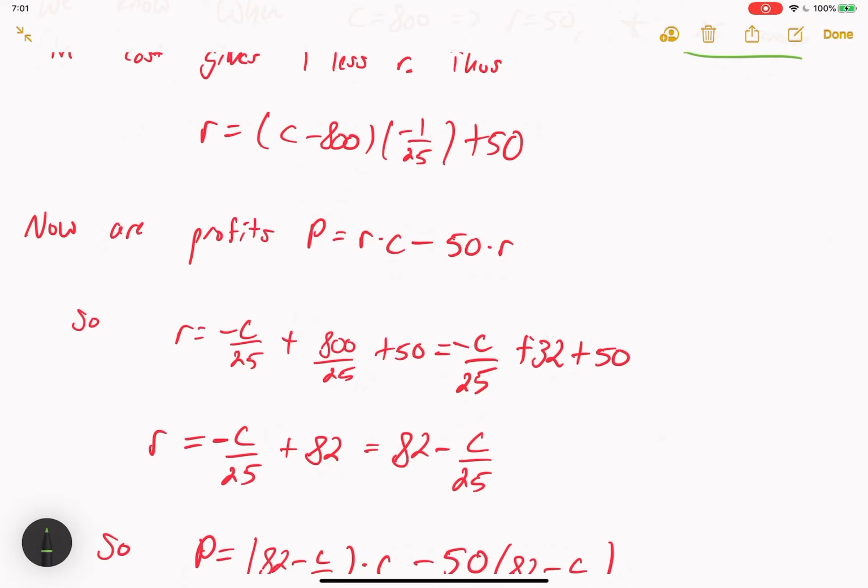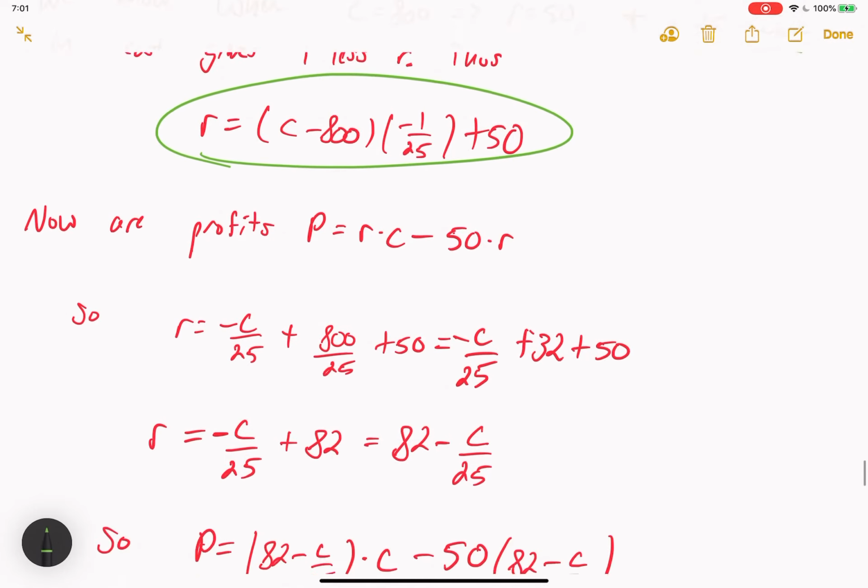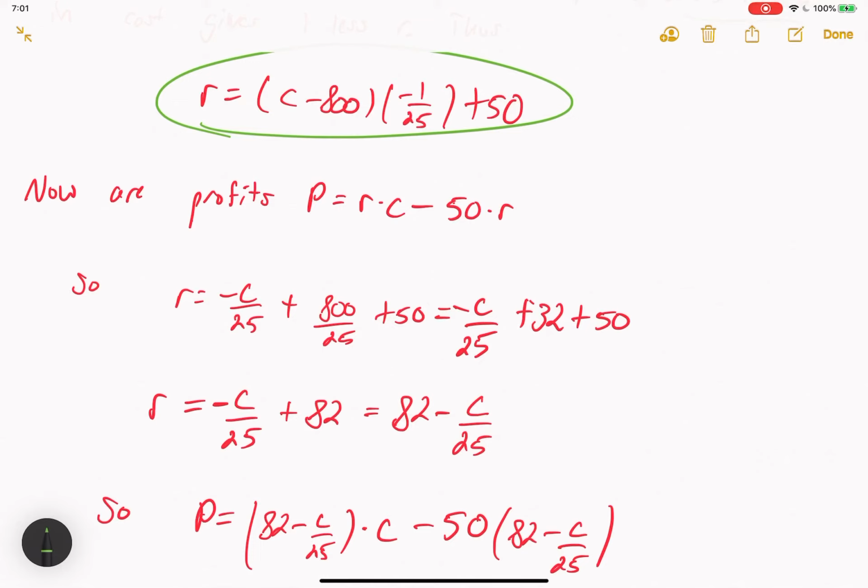So I simplified this equation right here, and I just distributed that -1 over 25 and simplified. I got negative C divided by 25 plus 800 divided by 25 plus 50. What eventually I got was just 82 minus C divided by 25. So I wrote that in a simple form. That way, whenever I plug it back in, it would be pretty easy.